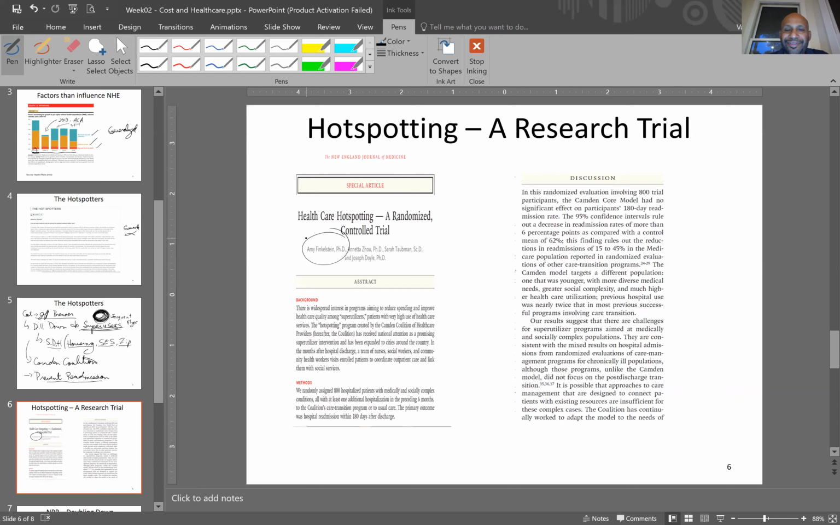Interestingly, and I've screenshotted the discussion out of here, this trial, which looked at about 800 participants, really demonstrated that there was no significant effect in terms of decreased readmission rates when you compared a control group to an intervention group, and which really sort of refuted essentially the benefits of this Camden model. Now, part of it is, and so I'd like you to go through this.